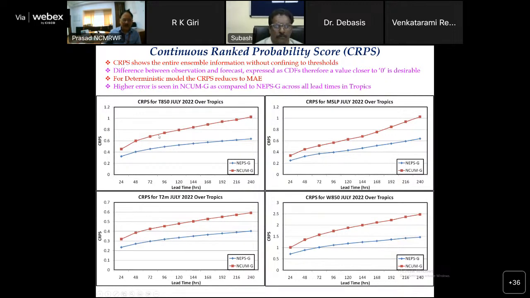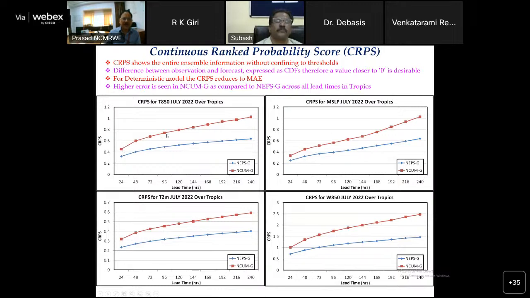The upper line shows the NCMRWF global forecast system, the deterministic forecast, and the blue line shows the NEPS, that is the ensemble forecasting system, for the CRPS score. For the CRPS score, if it's 0, the quality is good. We expect the model to be near 0. The quality of the forecast is very usable compared to the other things.